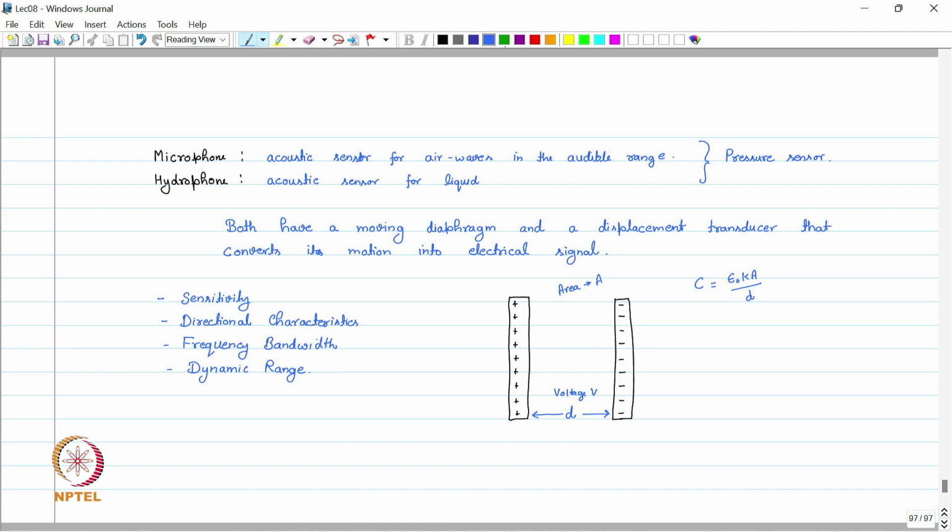Now a capacitor microphone linearly converts a distance between plates into an electrical voltage.